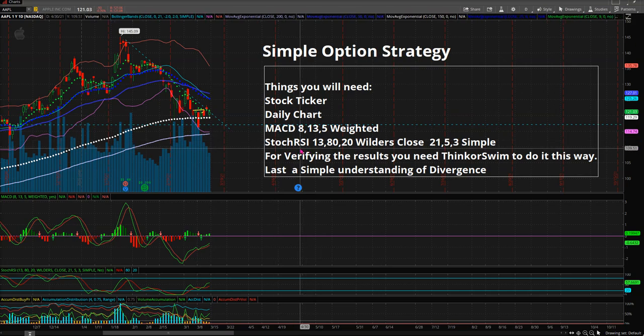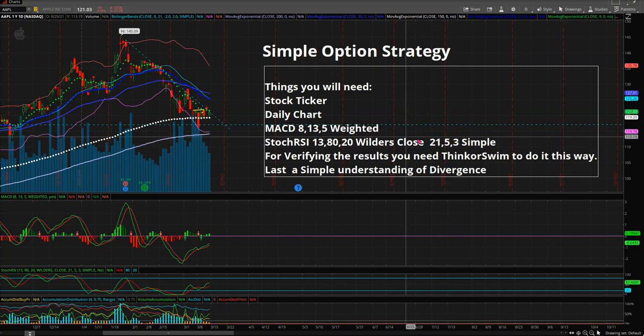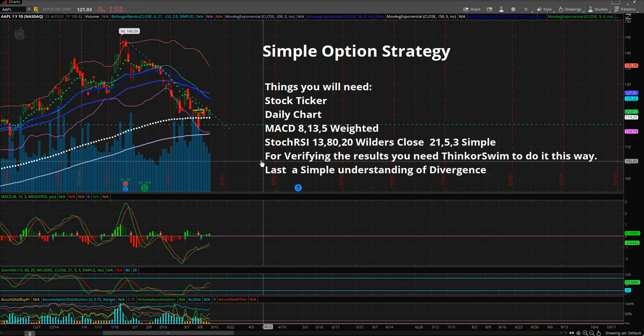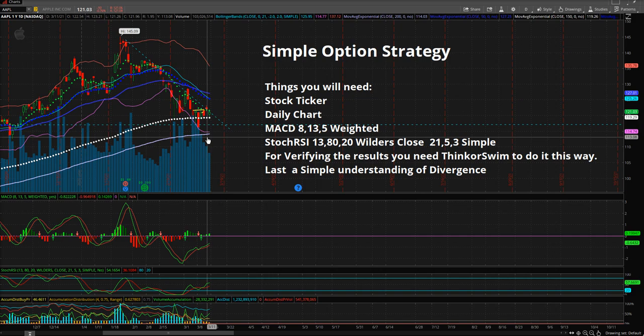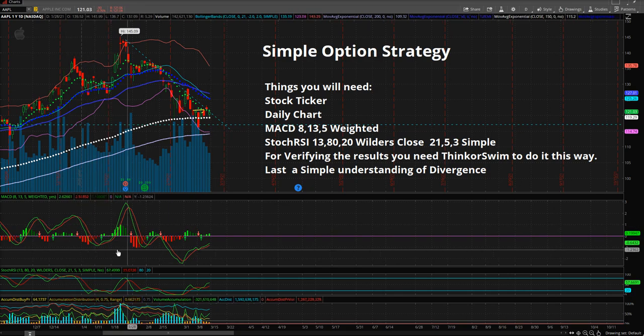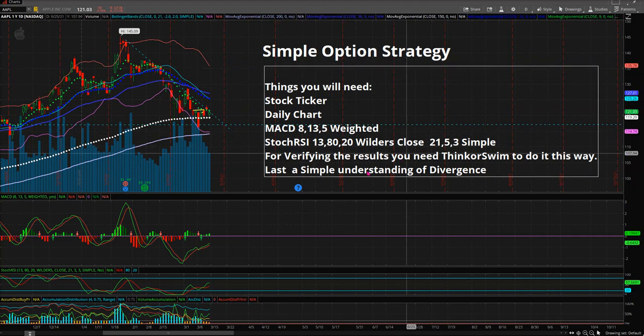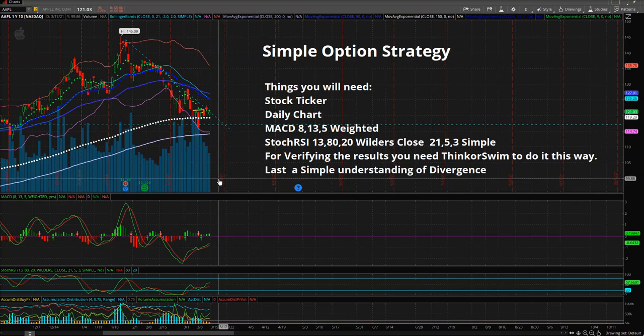And then the stochastic RSI, you're going to need that set to 13, 80, 20. Wilder's is what you choose for the weight of the lines. Have it set to close, which is automatically set anyway, 21, 5, 3 and simple. And for verifying the results, you're going to need Thinkorswim. That's it. Of course, you're also going to need a simple understanding of what divergence is, and I'm going to show you how to do all that, so don't stress. We don't look at any other timeframes. You just look at the daily, super simple.